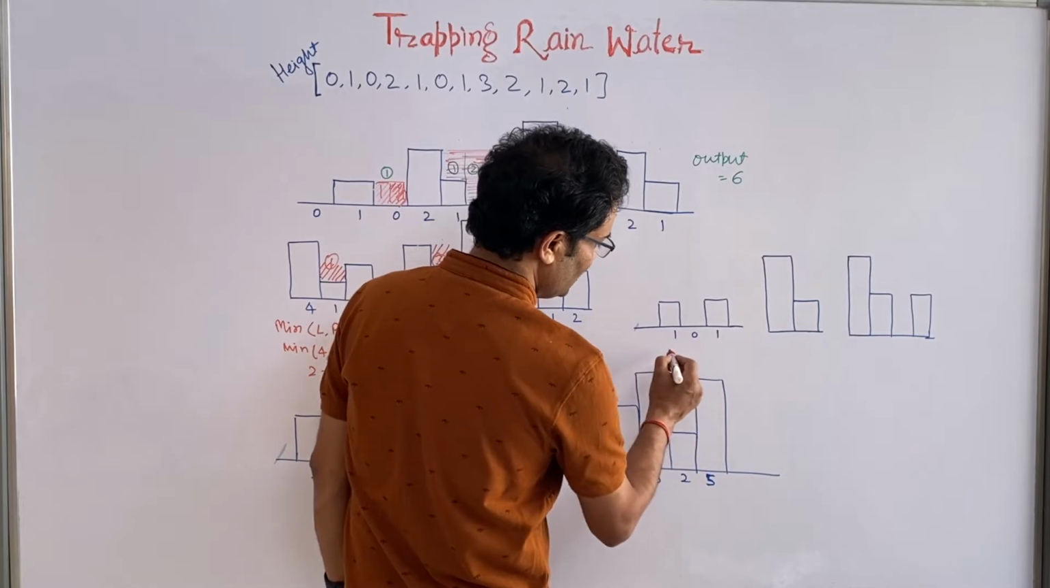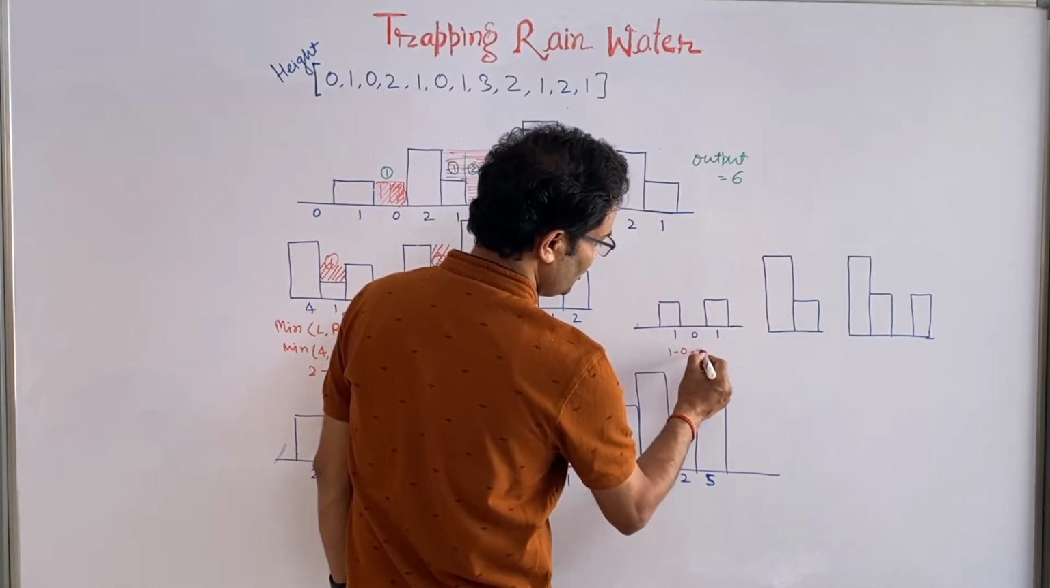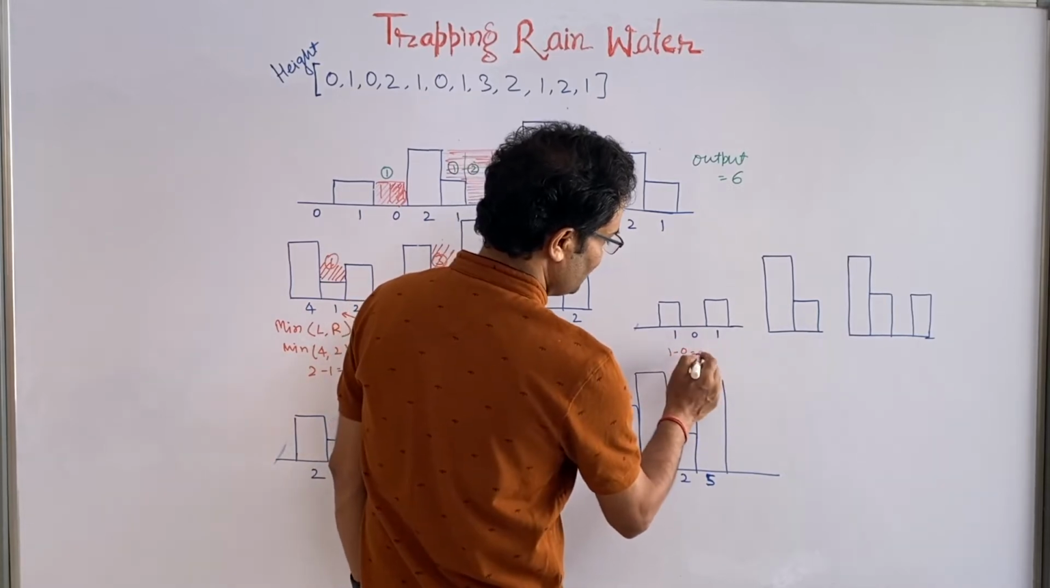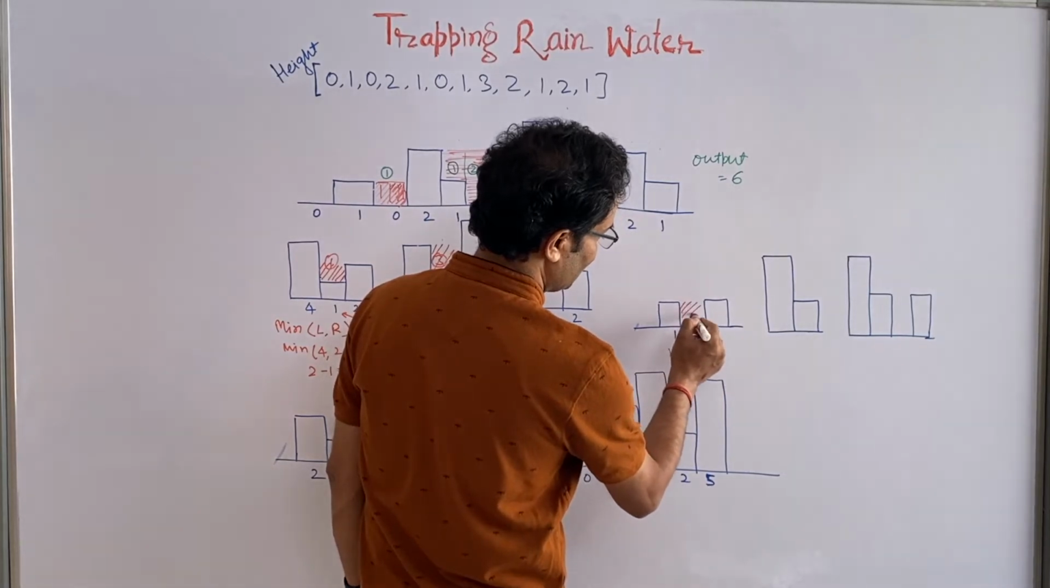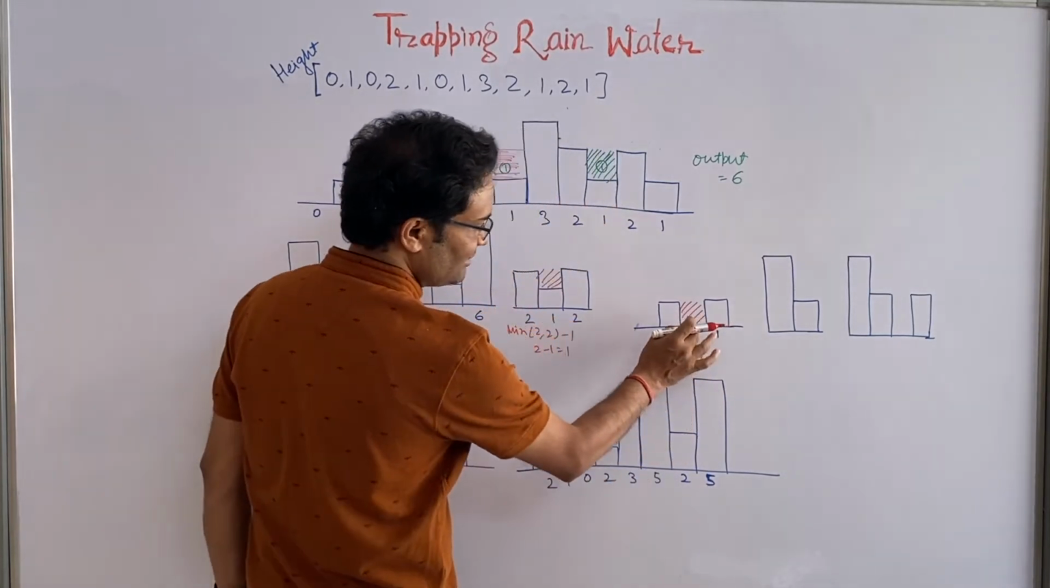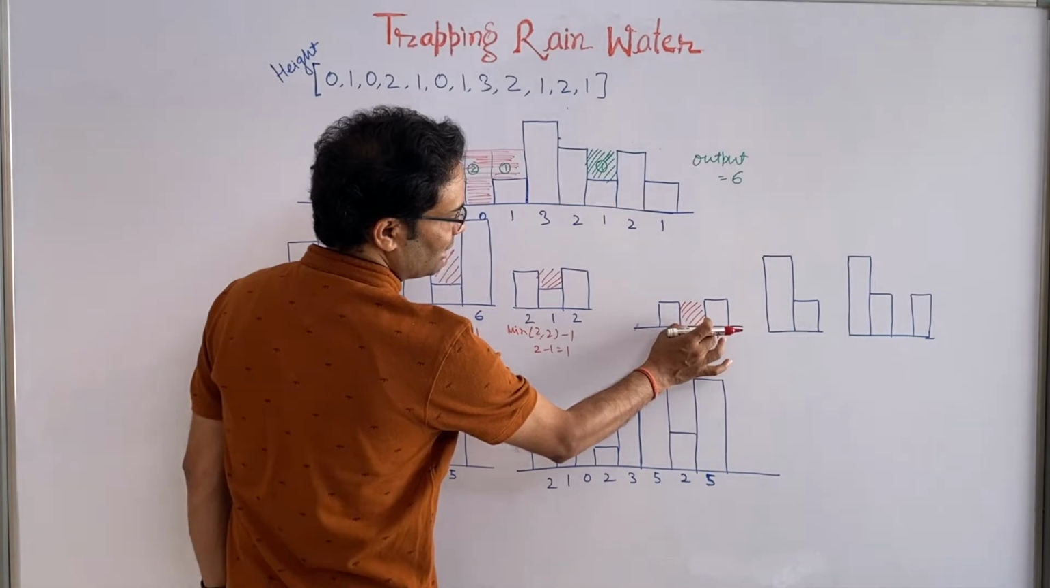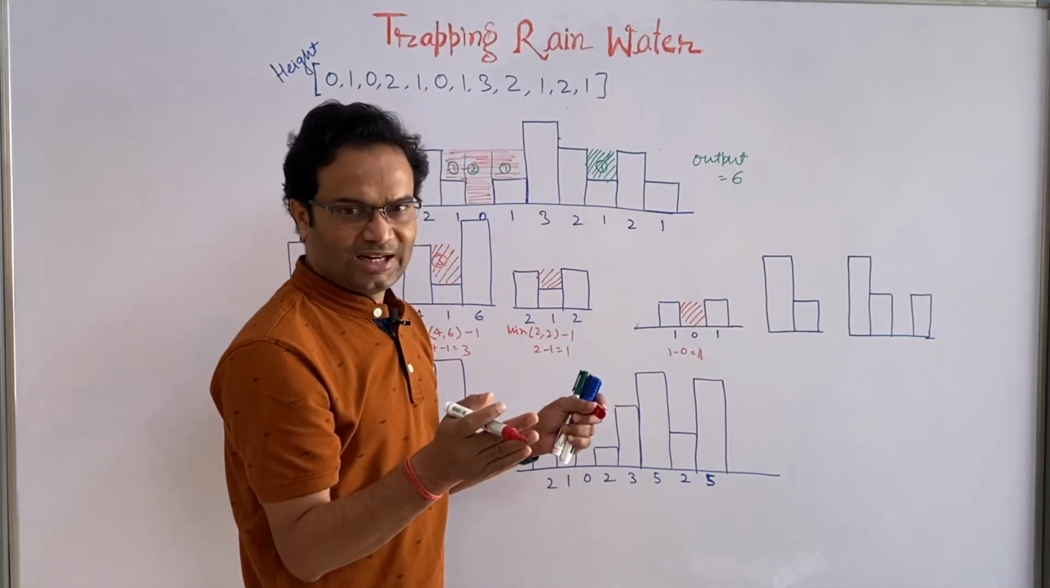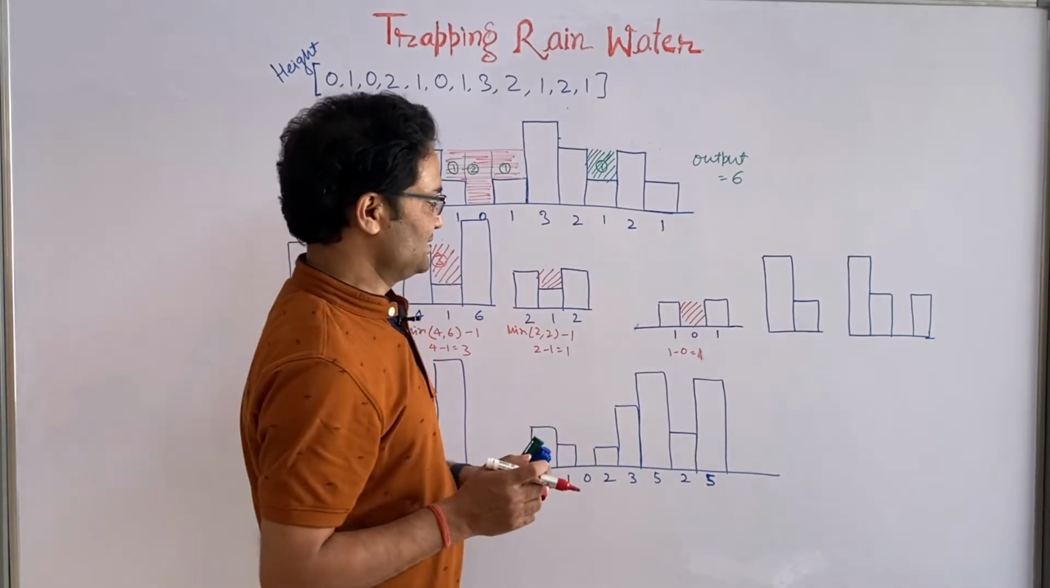Minimum 1, so 1 minus 0, right? So 1 minus 0 is equal to 1, so we have this much of the height. Because if you are calculating the amount of trapped water for this one, you have to check the adjacent one, but it is not always.